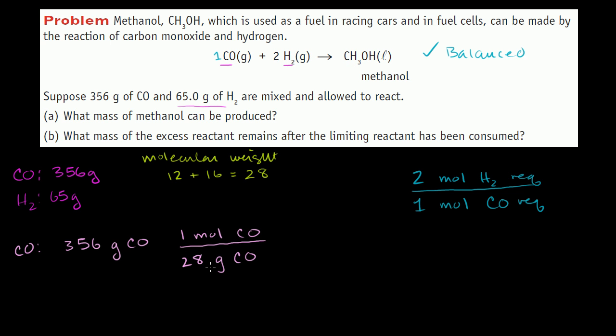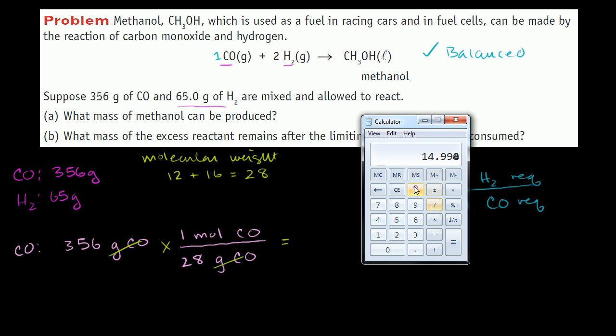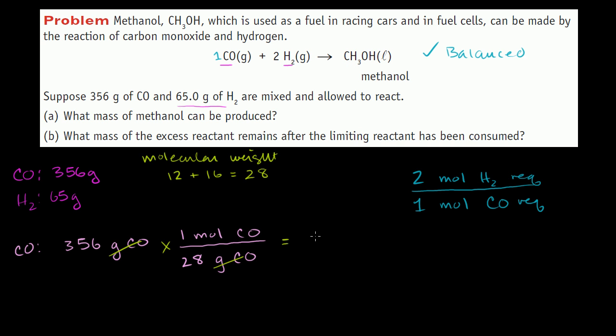And the reason why I wanted to put the grams in the denominator is so it cancels out over here. So those cancel out when we multiply, and we are left with 356 times 1 divided by 28 moles of carbon monoxide. That's essentially what we're doing: 356 divided by 28 is equal to 12.71. Let's just say 12.7 moles of carbon monoxide.